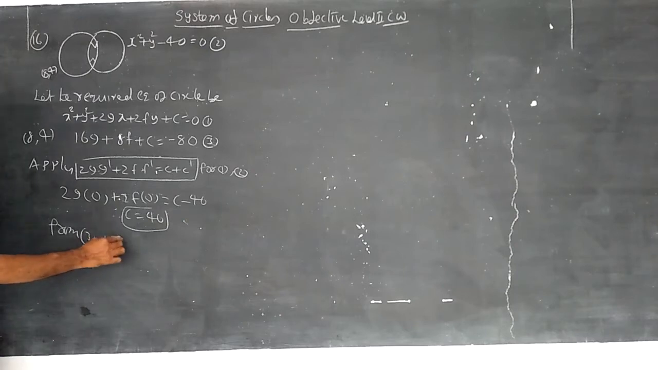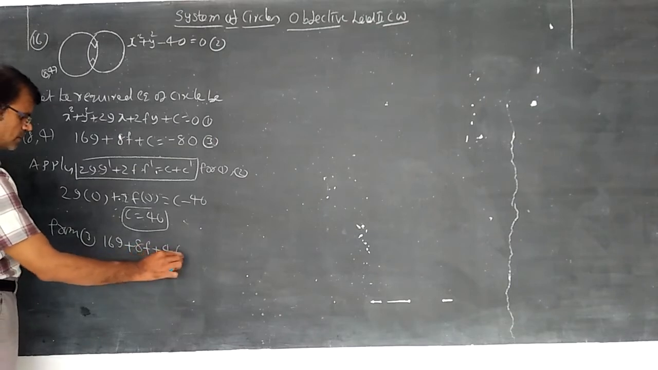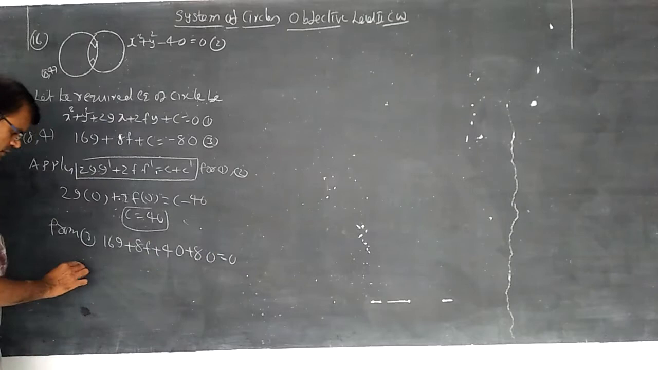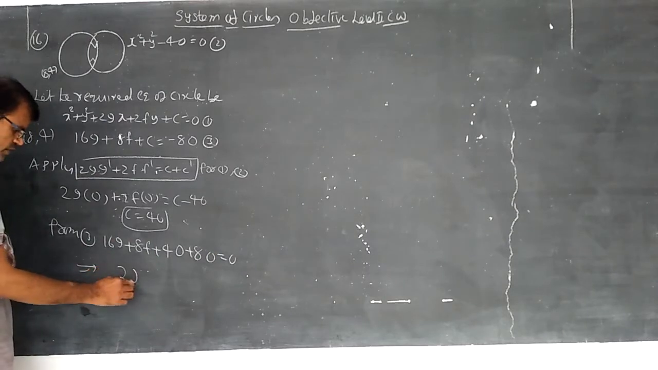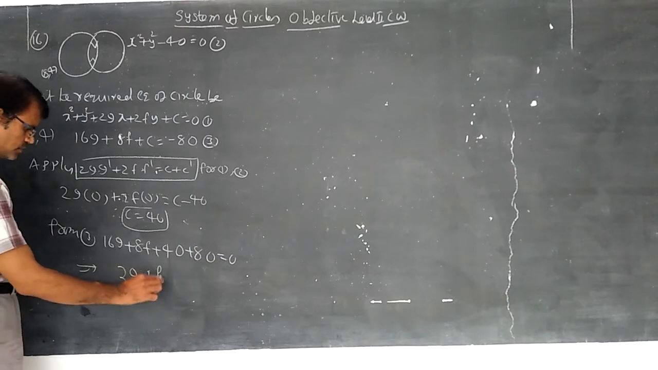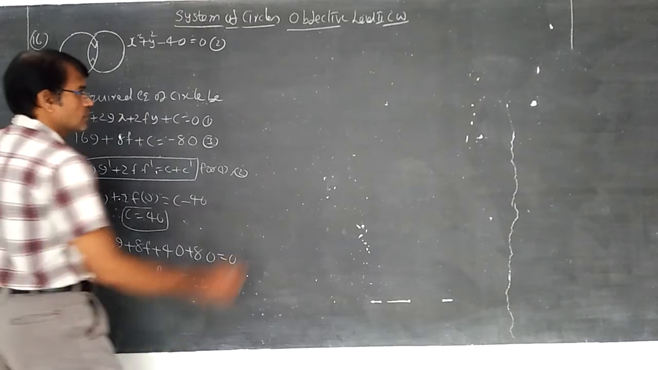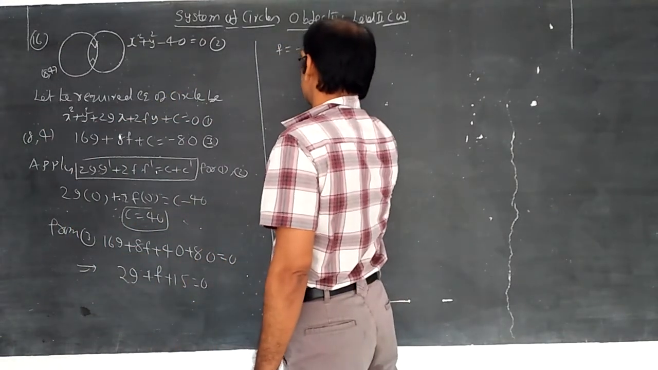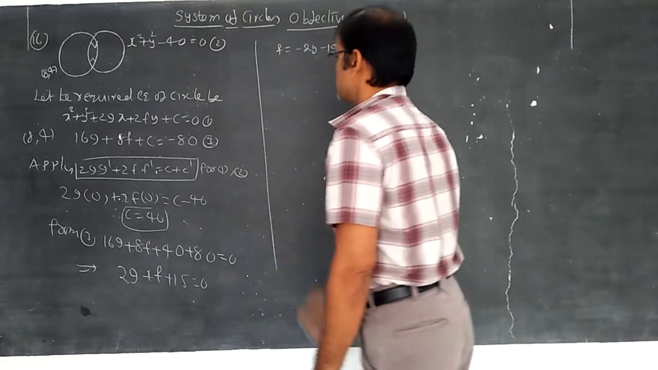From 3, 16g plus 8f plus 40 plus 80 is equal to 0. That implies 16g plus 8f plus 120 equals 0. If we divide by 8, it becomes 2g plus f plus 15 equal to 0. Let us write this as f is equal to minus 2g minus 15.